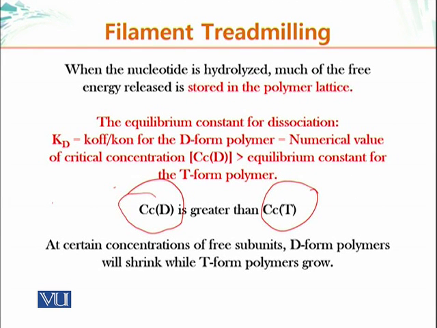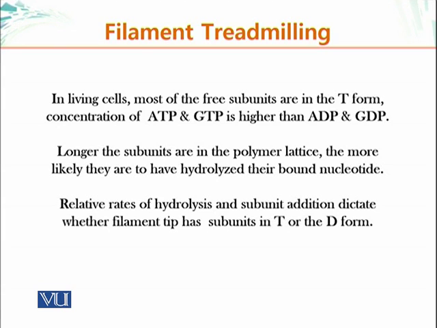At a certain concentration of free subunits, D form of polymers will shrink while T form of the polymers will grow. Remember, there is a difference of critical concentration between the two ends of our polymer. So in living cells, most of the free subunits are in T form. Concentration of ATP and GTP is higher in the cell. The longer subunits are in a polymer lattice, the more likely they have hydrolyzed their nucleotide, which is bound to the monomers.